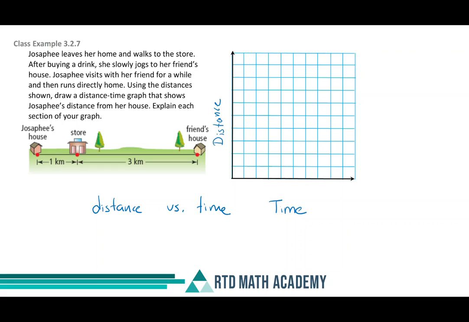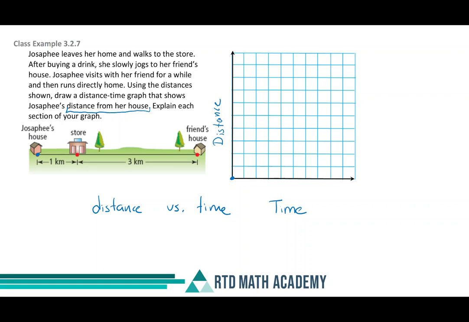Now, we already know that the distance from her home is what we're trying to show. So if she starts at her house, then she's going to travel 1 kilometer. Then she's going to travel another 3 kilometers. She's actually going to have to travel all 4 kilometers back home. But our graph is going to show the distance from her house. So her house is going to be here. She's going to travel a distance away from it, and then she's going to come back to her house.